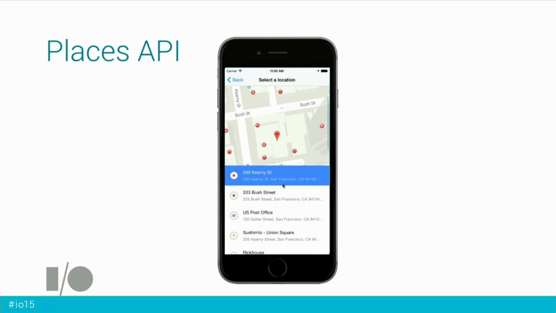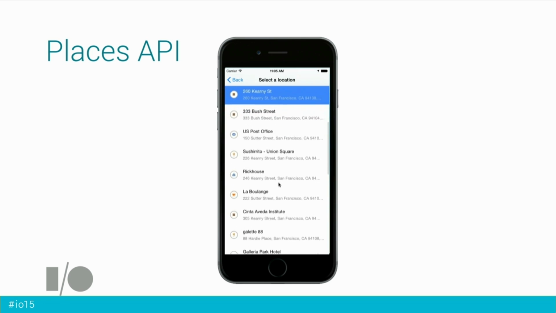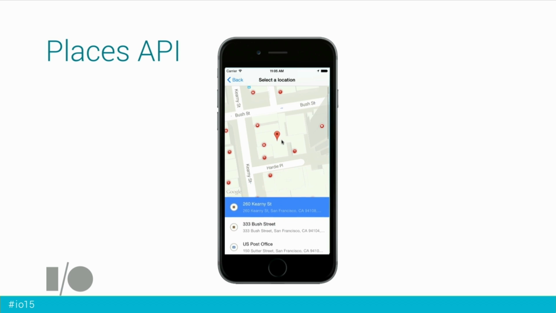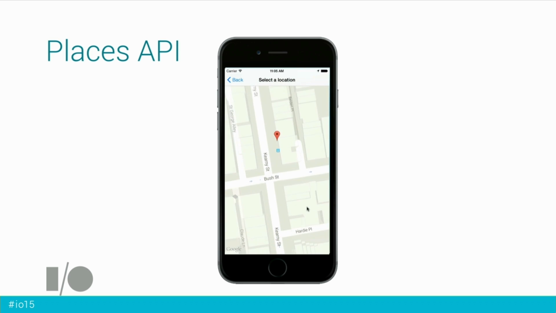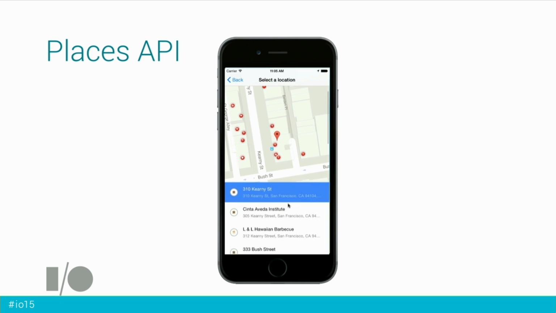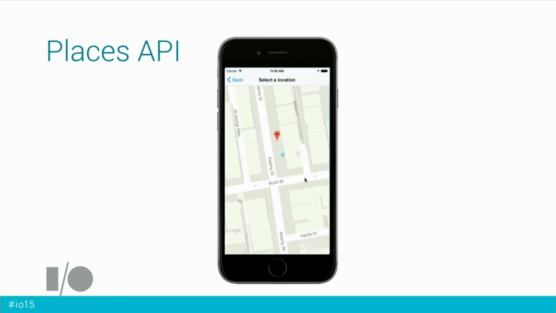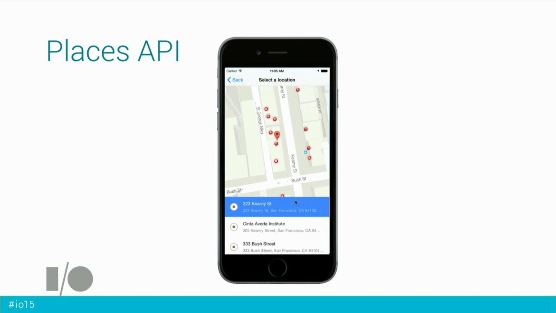The Places API also includes a few other nice utilities, like a picker UI if you don't feel like building your own, where a user can select their location based on a list of locations near where they are, as well as an autocomplete feature because typing proper names on a phone is still no fun. So we've had this on Android for a little while. You can do this now on iOS as well.